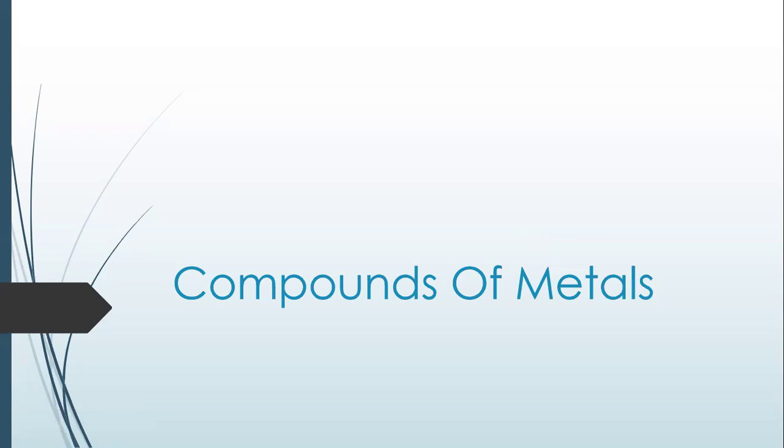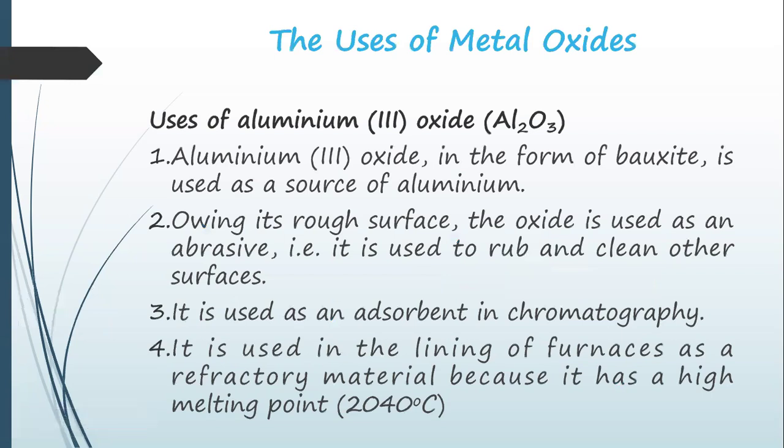Our chapter is compounds of metals. So far we're still discussing the various uses of the metal oxides. We've seen some of the metal oxides with their uses. So today let's move on to this metal oxide, the aluminium trioxide, and its various uses.